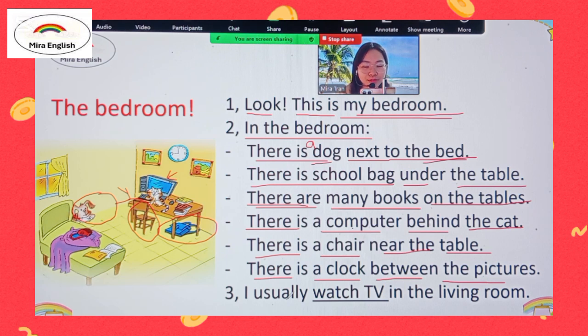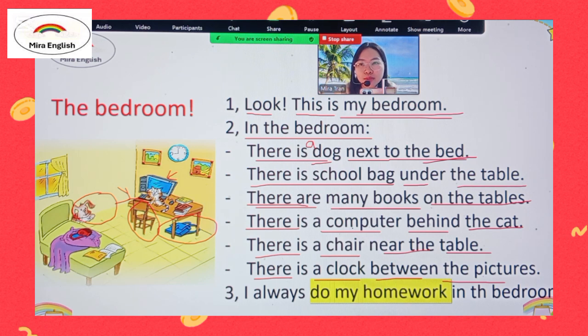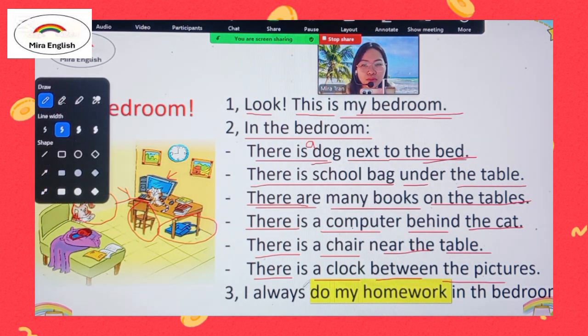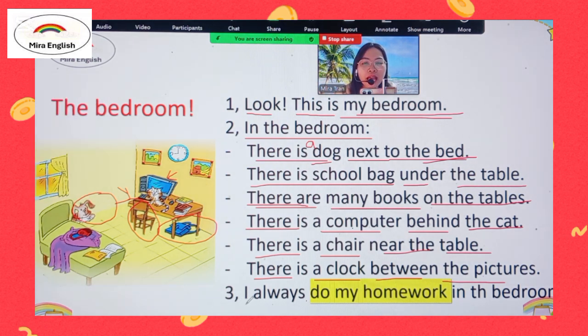Và mình tiếp tục kể một hoạt động. Và cuối cùng mình sẽ kể một hoạt động mà mình thường làm trong phòng ngủ. Được chưa? Các bạn có thể kể 2 hoạt động. Tôi luôn luôn do my homework in the bedroom. I always do my homework in the bedroom. Tôi luôn luôn làm bài tập ở phòng ngủ.